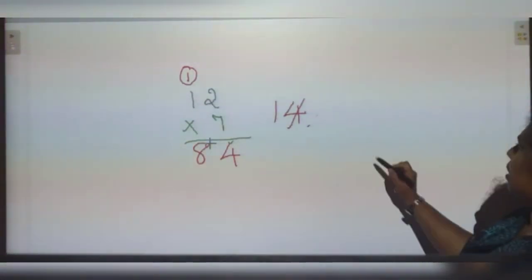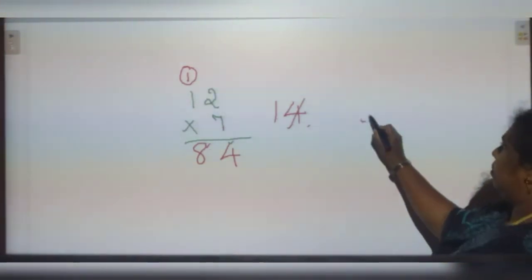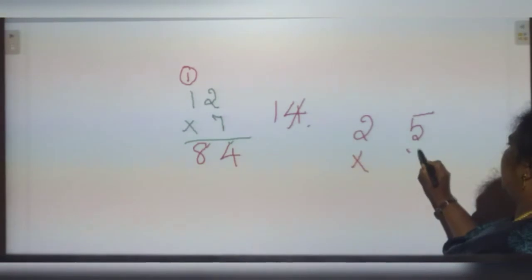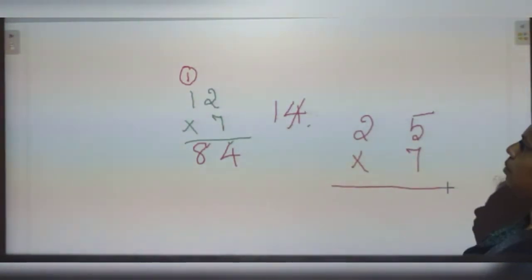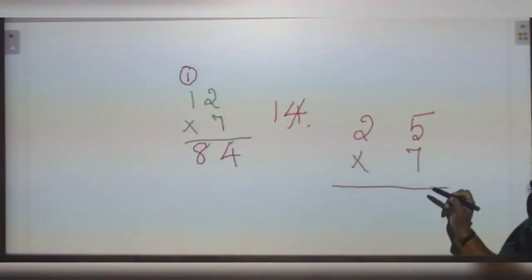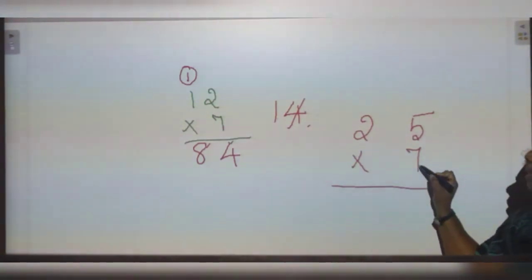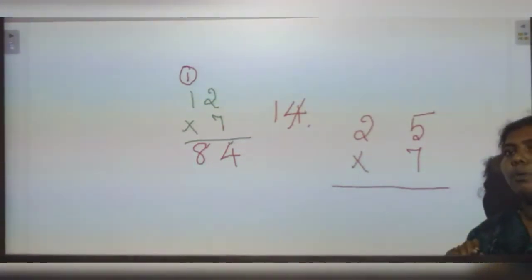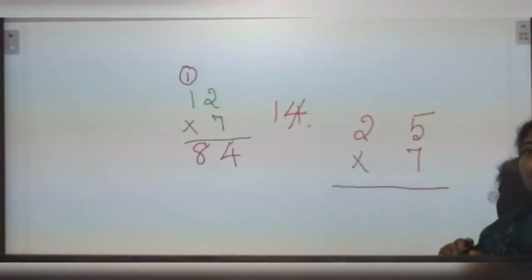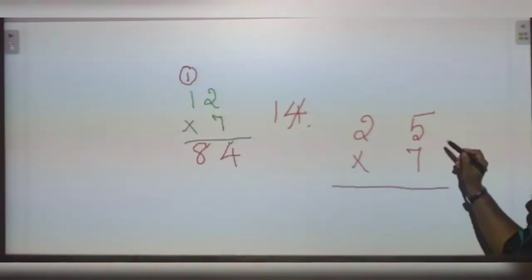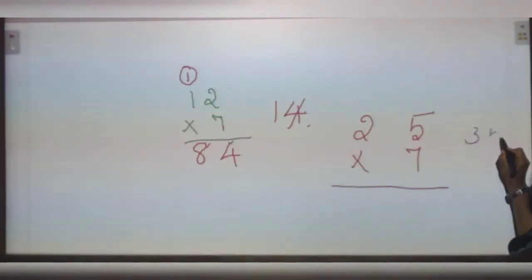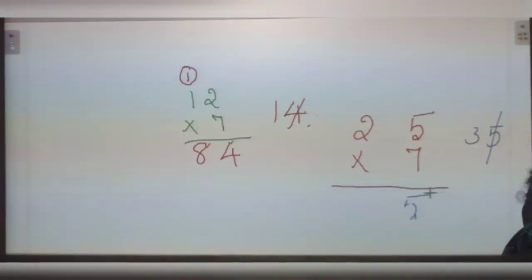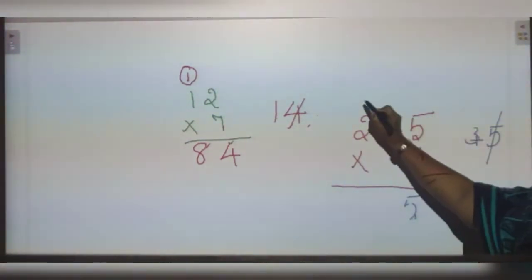Yes, one more question. See here, 25 multiplied by 7. Here also you are going to use the 7th table. First you are going to multiply the 1's place. 7 times 5. 1 7 is 7, 2 7 is 14, 3 7 is 21, 4 7 is 28, 5 7 is 35. So 35. But this 5 you are going to write here in the 1's place. Then this 3 you are going to write here.